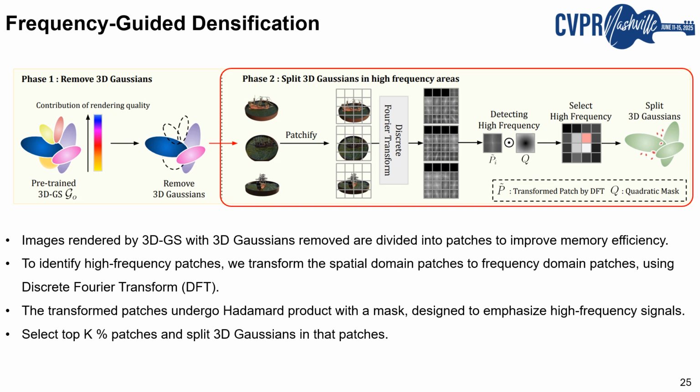To find strong intensity of high frequency, we transform the spatial domain patches to frequency domain patches, using DFT. To measure the intensity of high frequency, we design a mask to emphasize high frequency signals. Through the mask, we can get the intensity of high frequency, and select the top K percentage patches. Finally, we split 3D Gaussians in those patches.